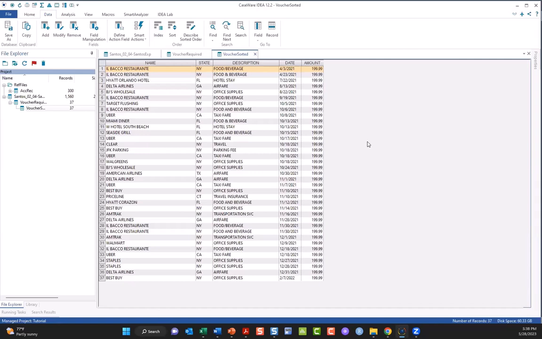El Baco restaurant. Yeah. Rows 28 and 29. He really likes that restaurant. And the ones in Florida, I have questions about. So the two, same date, same restaurant, both $199.99.